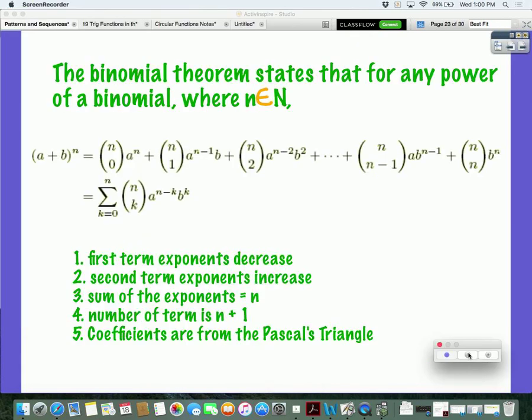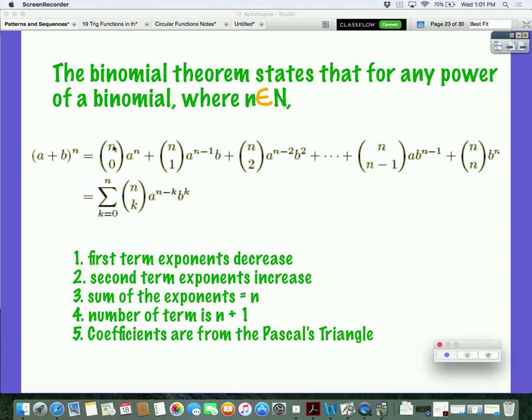So, the binomial theorem states that for any power of a binomial where n is an element of the natural numbers, in other words, n is a positive whole number, you have this right here, which is the binomial theorem. This is basically another way to expand a binomial without using Pascal's triangle. This will be more beneficial for high powers of your binomial, like 10, 12, 13, and so forth, because then you can use combinations to figure out your coefficients.